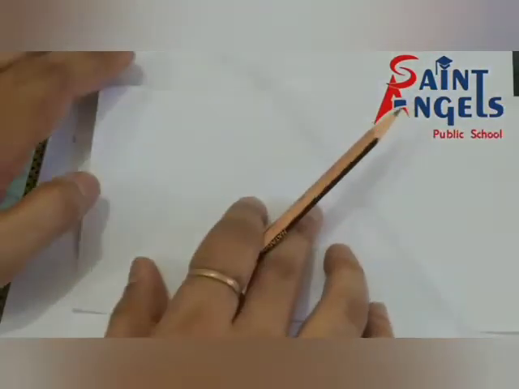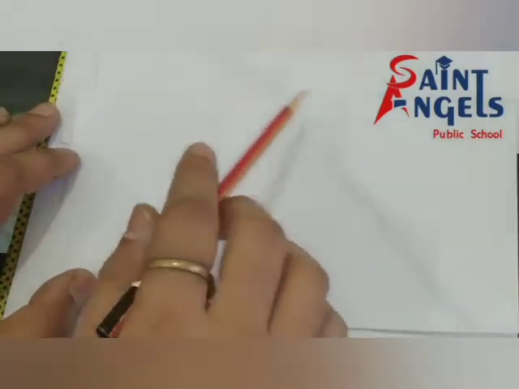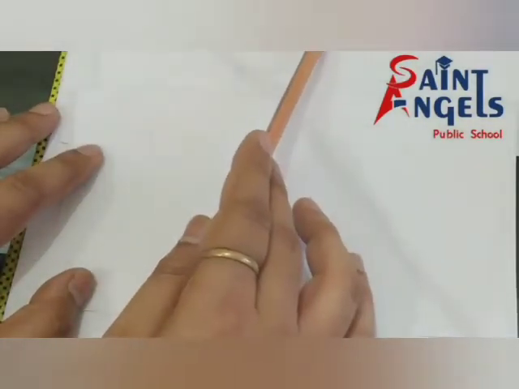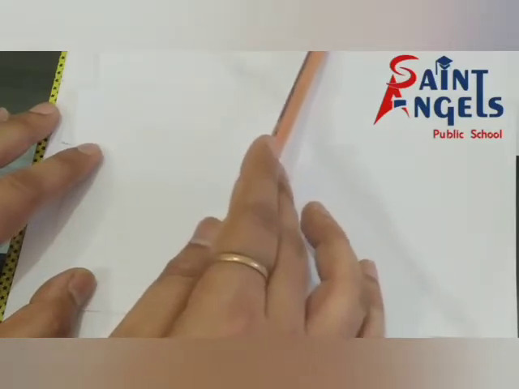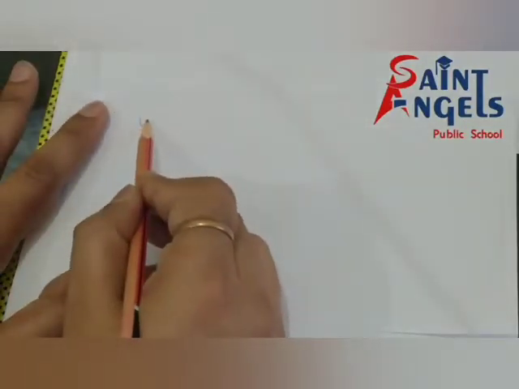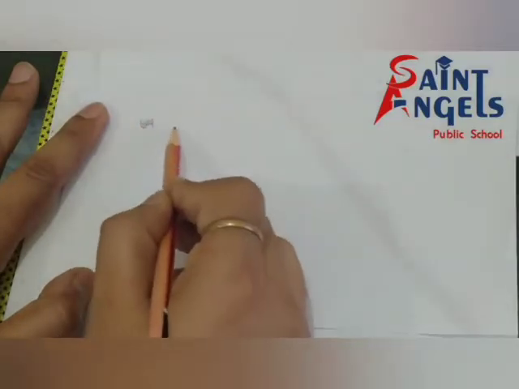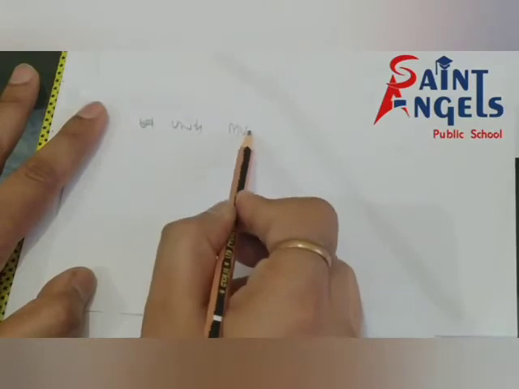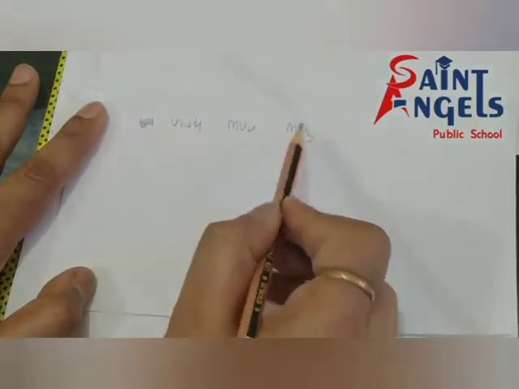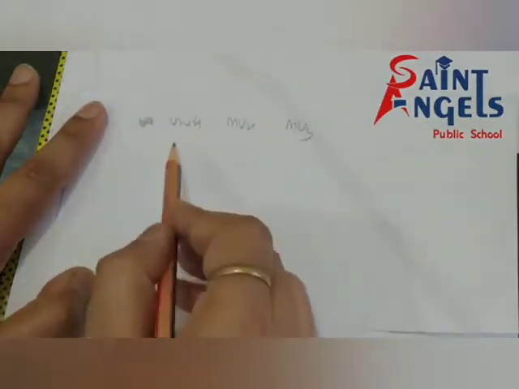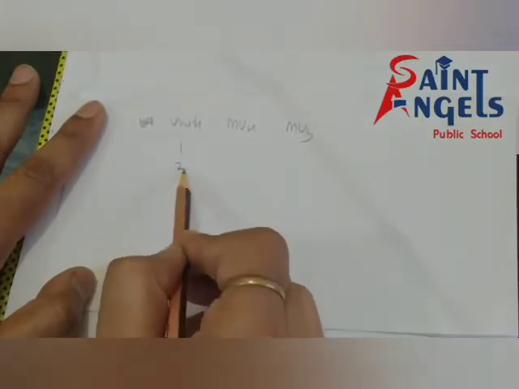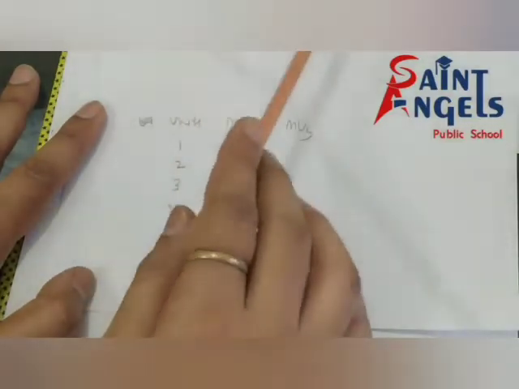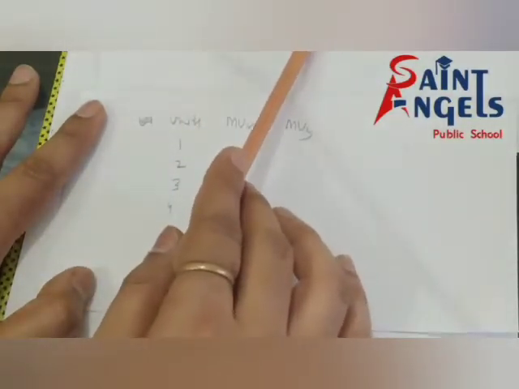Suppose I am showing consumer equilibrium by using this combination. See, units, MUx, MUy. According to this example, maximum unit will be 5: 1, 2, 3, 4, 5. And see, I'm using this combination. Now I'm using this combination.